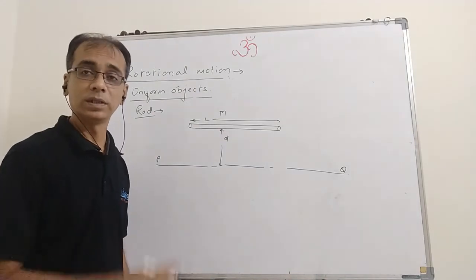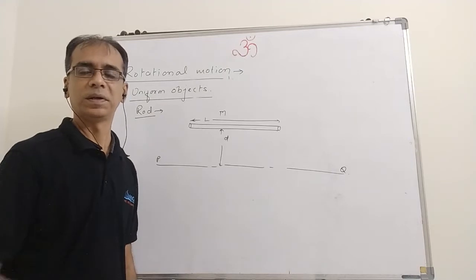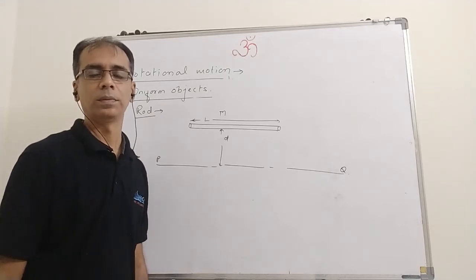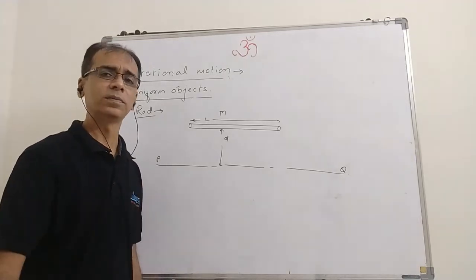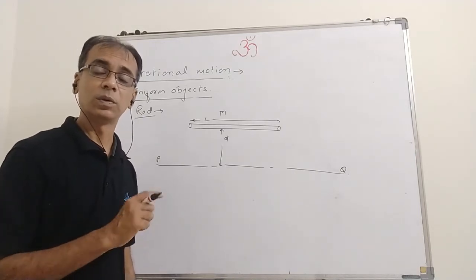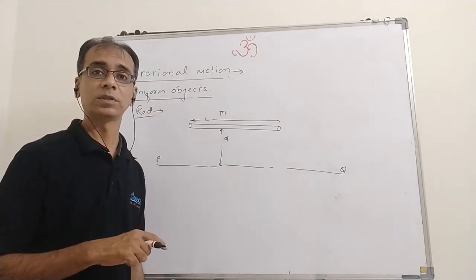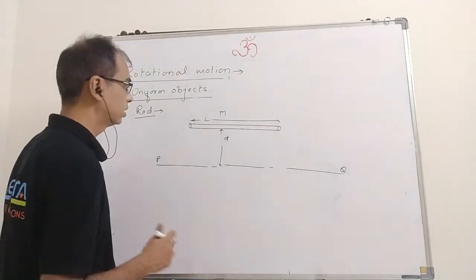Now, is this axis passing through one of the ends of the rod? No. Is it passing through the center of the rod? No. Then from where is it passing? It's passing from somewhere outside. Is the entire rod at equidistance from this axis? Yes. Is the total mass at equidistance from this axis? Yes. So then nothing else is there.